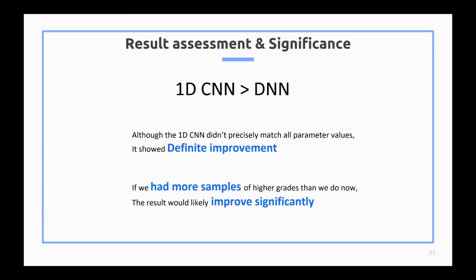Finally, let me tell you our conclusions. We confirmed that the 1D CNN produces better results than the DNN in terms of time efficiency and usefulness for all 4 labels. Although the 1D CNN didn't precisely match all parameter values, it showed definite improvement. If we have more samples of higher quality than we do now, the results would likely improve significantly.